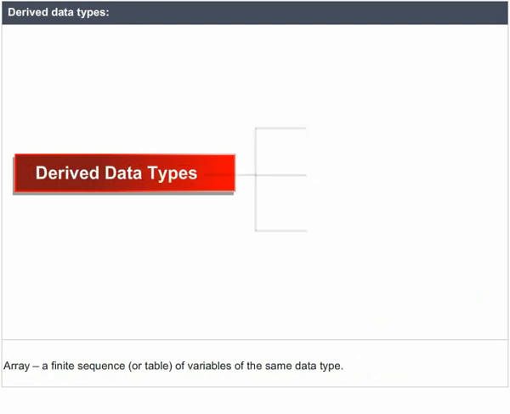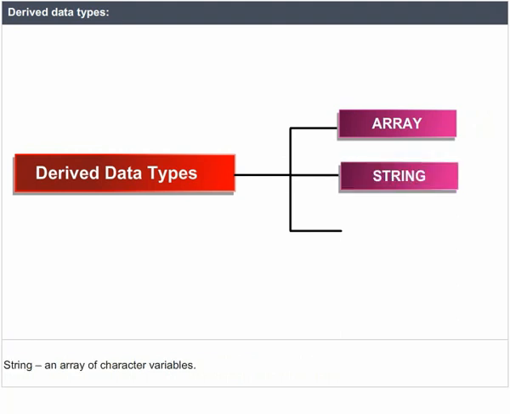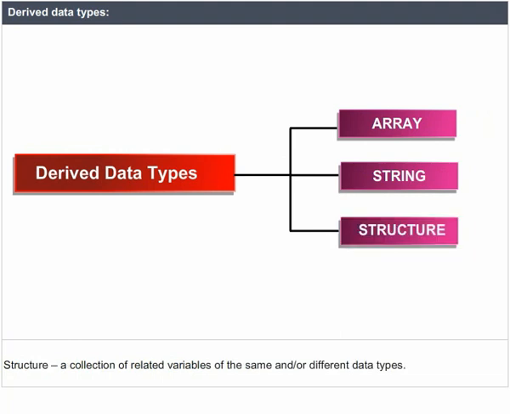Derived data types. Array, a finite sequence or table of variables of the same data type. String, an array of character variables. Structure, a collection of related variables of the same and/or different data types. The structure is called a record and the variables in the record are called members or fields.